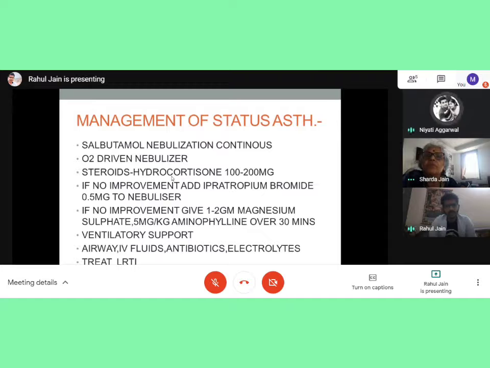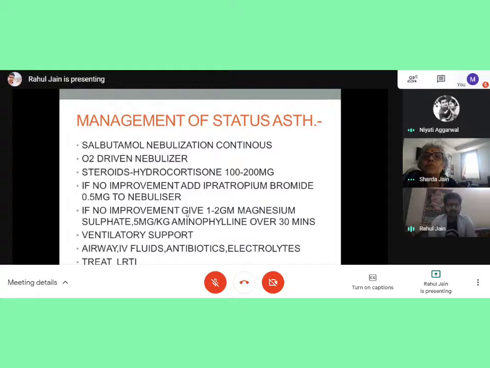So usually we use injection hydrocortisone 100 to 200 mg. We can give 100 mg safely. If the symptoms are not getting controlled, then we can again repeat a dose of 100 mg. If there is no improvement, we add ipratropium 0.5 mg to the nebulizer. If that is also not giving improvement, then we'll add magnesium sulfate, aminophylline, and all these drugs are added when there is no improvement seen over the course of 20-50 minutes.